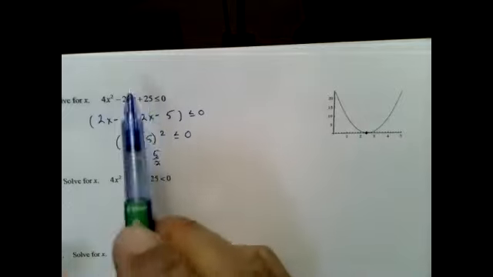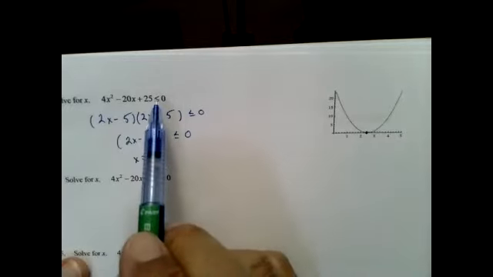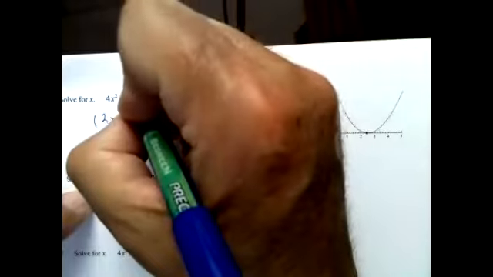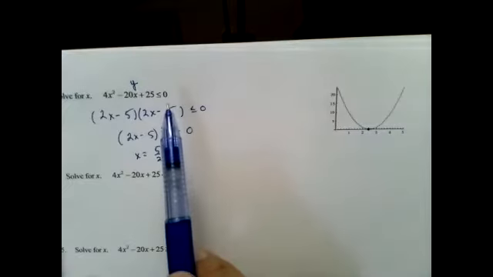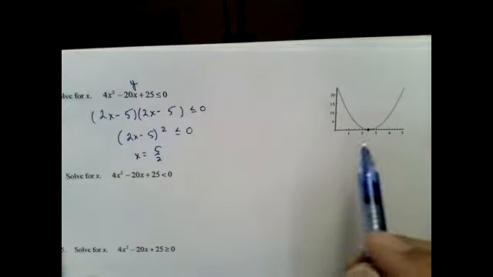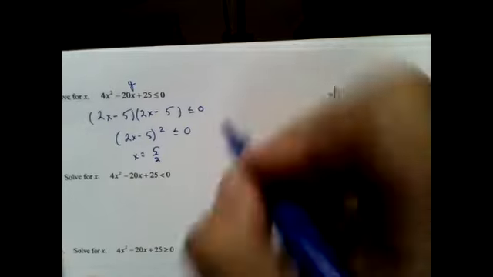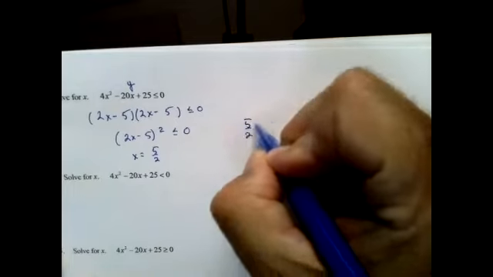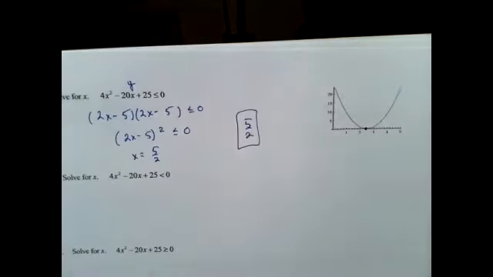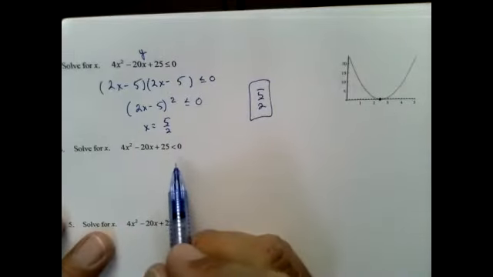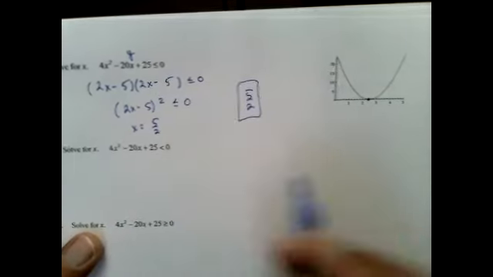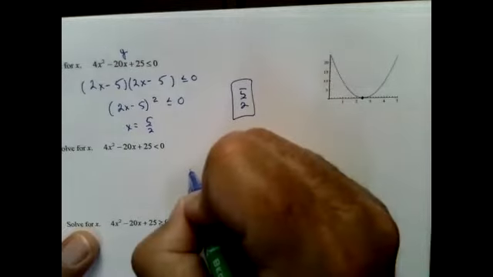Okay, so I want to know, when are my y's less than or equal to 0? It's never less than. It's equal to 0 at 5/2. Final answer is just 5/2. When is it less than 0? When are my y's? Never. Empty set.